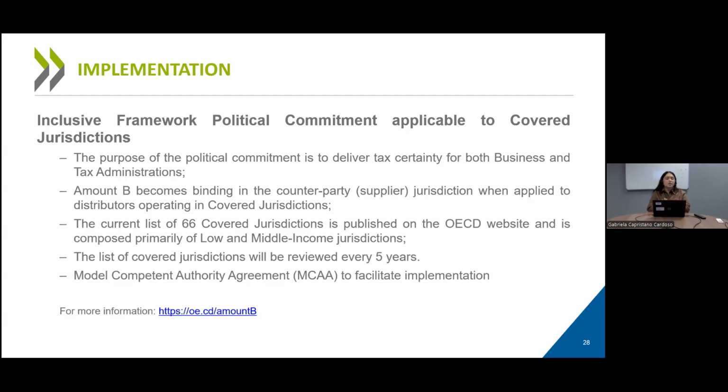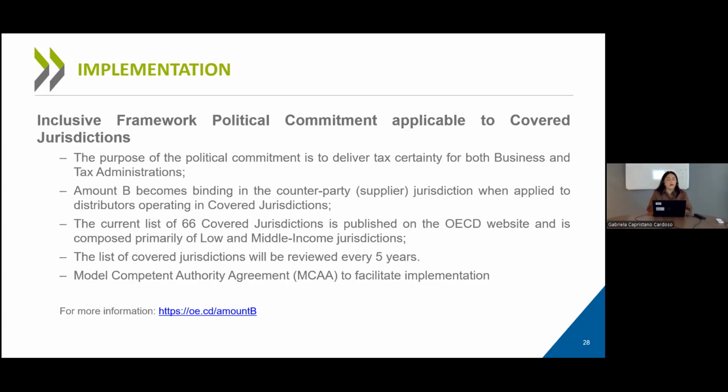The application of the political commitment depends on the domestic and legal framework of the counterparty jurisdiction, and it's also restricted to situations where there is a bilateral tax treaty between the counterparty jurisdiction and the covered jurisdiction. Also, the counterparty jurisdictions retain the right to verify the scoping criteria. So they retain the right to verify whether that qualifying transaction is indeed an Amount B transaction and if the pricing methodology was applied correctly.